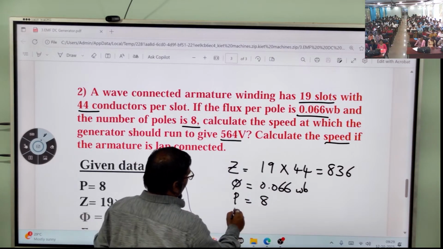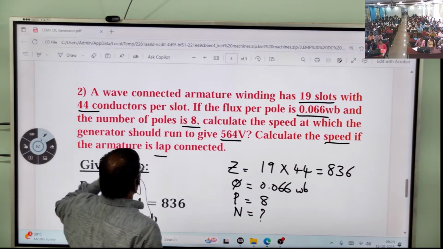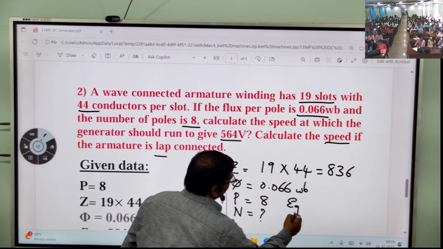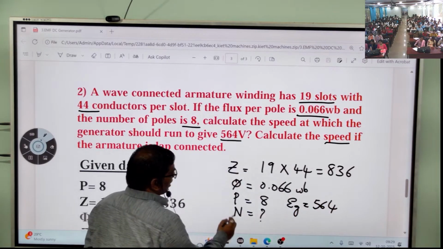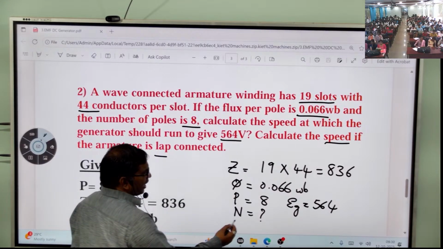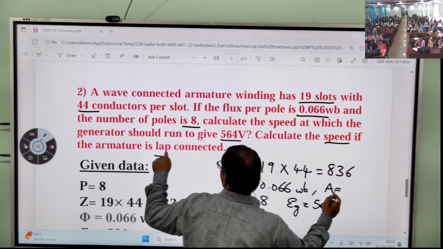We have to calculate speed, that is N. Eg is given as 564 volts. Now what is the value of N? For this we require A. A is given: the winding is lap connected.